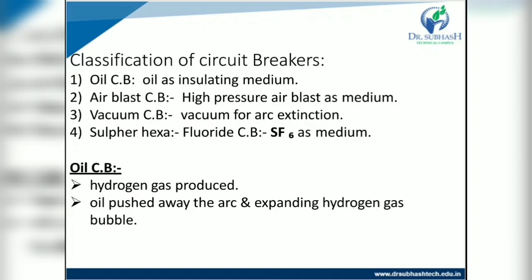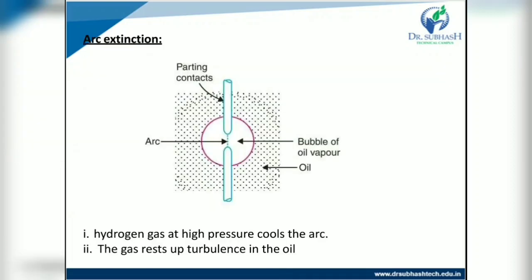So let's study first the oil circuit breaker. The hydrogen gas produced and the oil push away the arc and expanding hydrogen gas bubble. So arc extinction method in oil circuit breaker is, in that we can see the arc between two contacts and the oil and bubble of oil vapor, hydrogen gas at high pressure cools the arc.